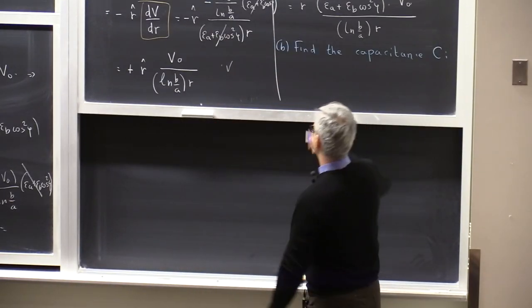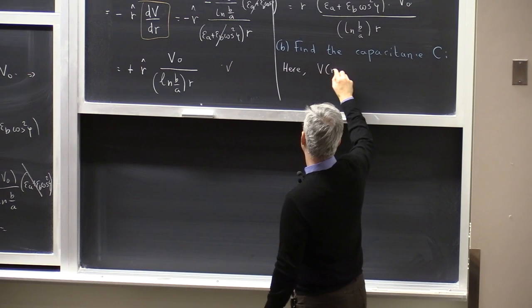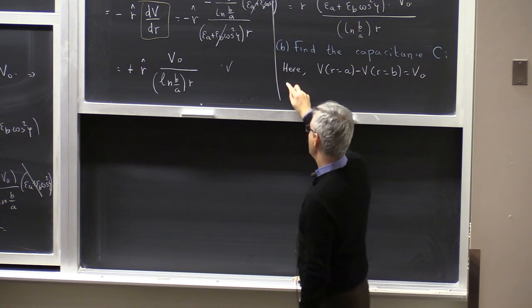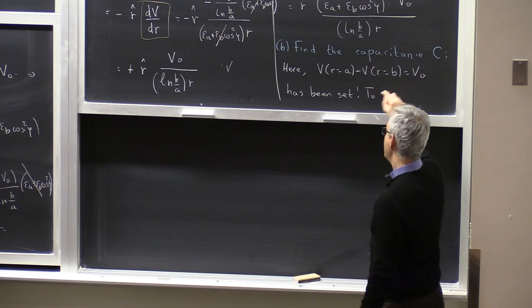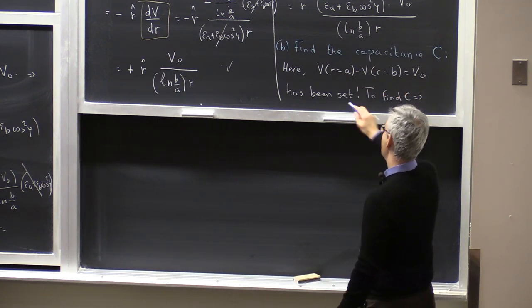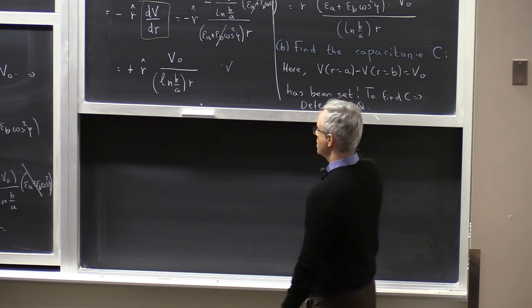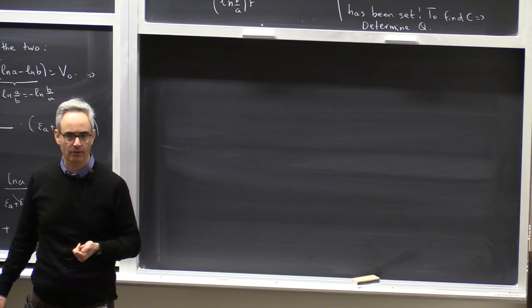Do I have spare space here? So already the voltage here has been set. So to find C, we only need to determine Q. So we just need to determine the charge on any of the two conductors. It's just a matter of preference. I will do it for the inner conductor. But I could have done it for the outer conductor.